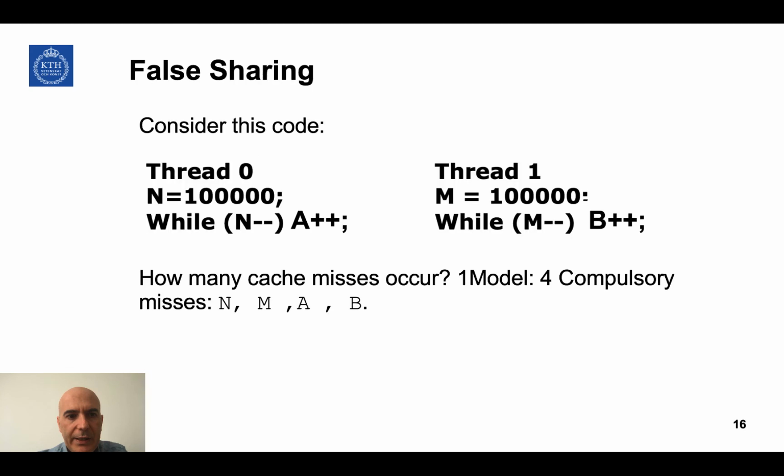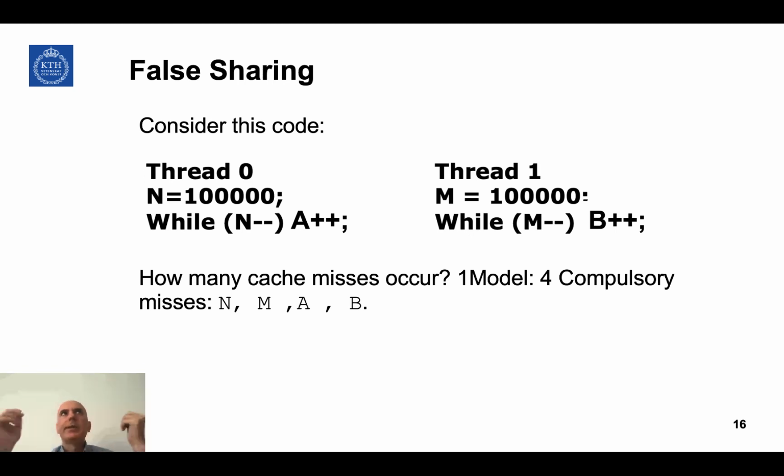Okay, so let's consider this very simple code. We have two threads, and basically they're doing the same thing, right? We start from 100,000, and then we have a counter. What we do is just increase the value of A by 1. Thread 1 does exactly the same thing, but for B, adding up to be 1,000 times.